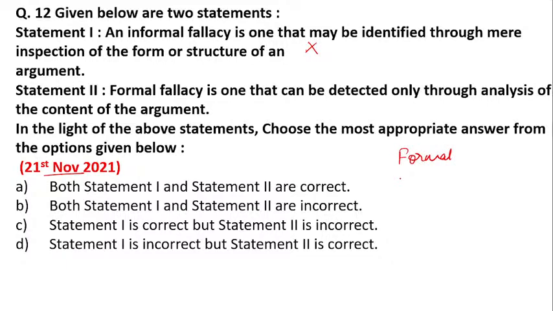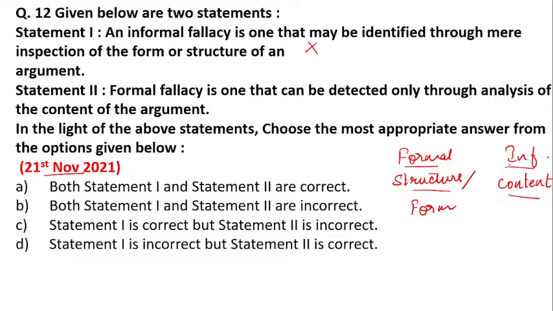or form. Informal fallacy is because of content, students. Please remember, formal fallacy is because of structure, informal fallacy is because of content. So our statement 1 is saying informal fallacy is because of structure. Can you see? No. Formal fallacy is because of structure, informal fallacy is not because of structure. So this is incorrect.